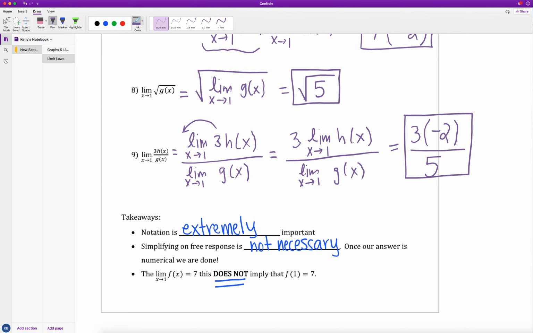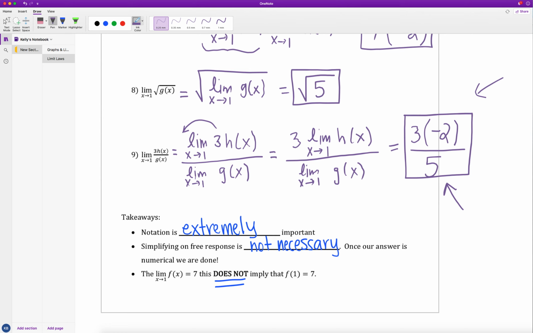The next thing is that we learned for the first time that simplifying on free response is really not necessary. Once our answer is numerical, we are done. And what I mean by numerical is, in this past example, once I got rid of all the limits, so the limit as x approaches 1 of h of x, once I replaced that, and I replaced the limit as x approaches 1 of g of x, and I got to what I boxed over here, and I just have a bunch of numbers that are added, subtracted, multiplied, divided, that's fine. I don't need to simplify the arithmetic. But once I have numbers, my answer is numerical and I'm good to go.